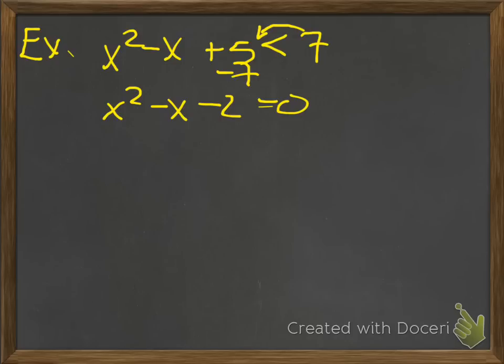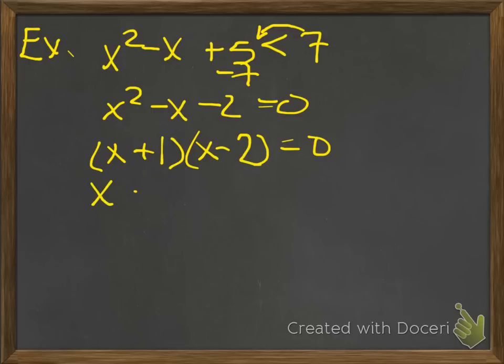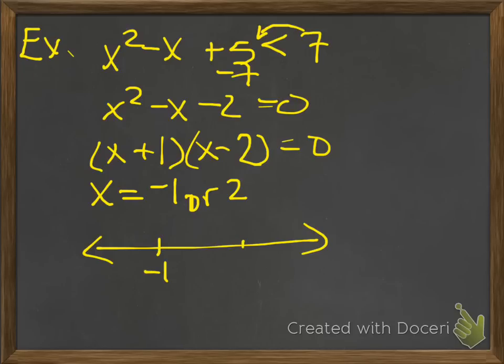I would go from there to say minus minus is a plus, minus again. Factor numbers that multiply to give me 2 would be 1 and 2. So I'd have x plus 1, x minus 2. Set that equal to 0. I get negative 1 or 2. Put that on the number line. And then again, I test.